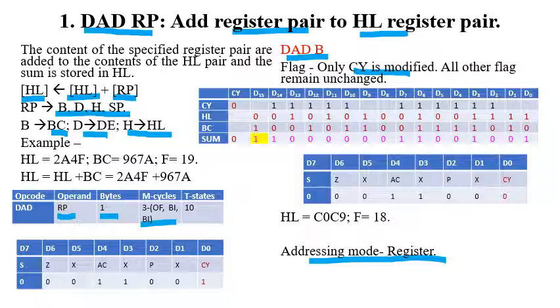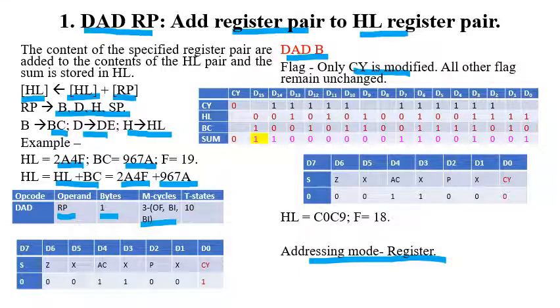एडिशन का प्रोसेस सेम रहेगा जो 8-bit एडिशन में है. 16-bit डेटा को पहले बाइनरी में कन्वर्ट करना है and then we have to add in binary. For example, अगर HL equal to 2A4F and BC equal to 967A, then HL will be equal to HL plus BC, that is 2A4F plus 967A.